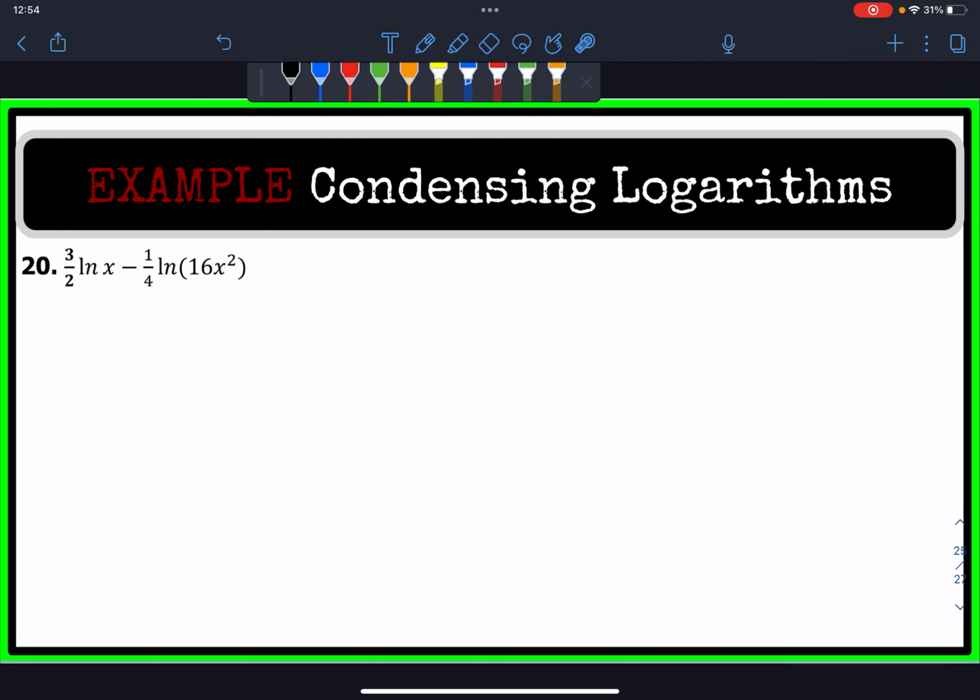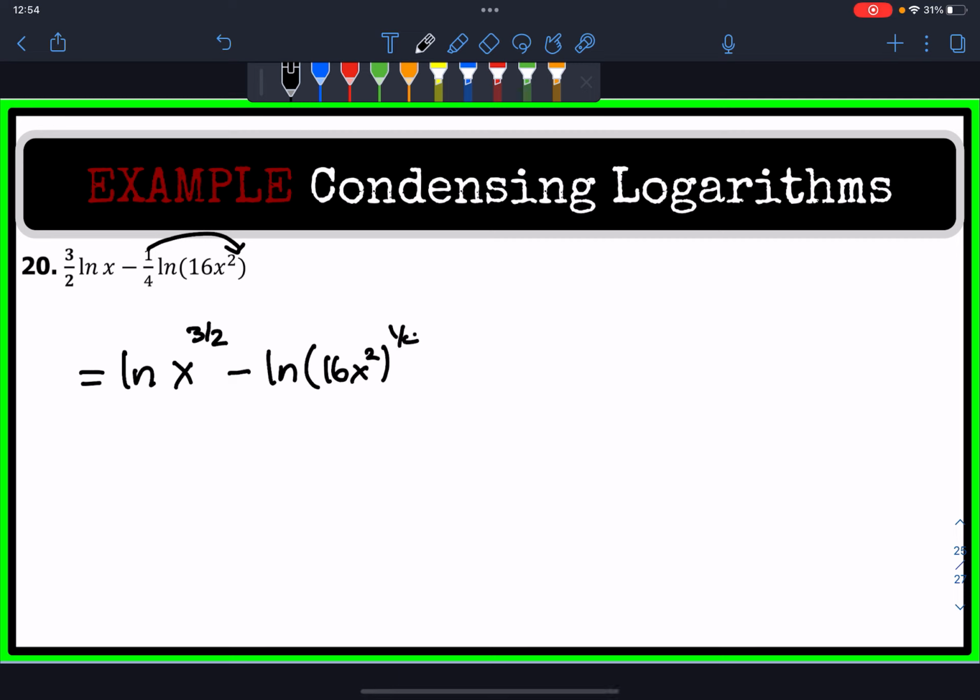So let's do another one. Again, the first property we're going to apply in order to condense this is the power property. So here we would raise this to the 3 over 2 power, and we have the natural log of x to the 3 over 2, minus the natural log. I'm going to move this over here, and 16x squared is going to be raised to the 1/4 power.